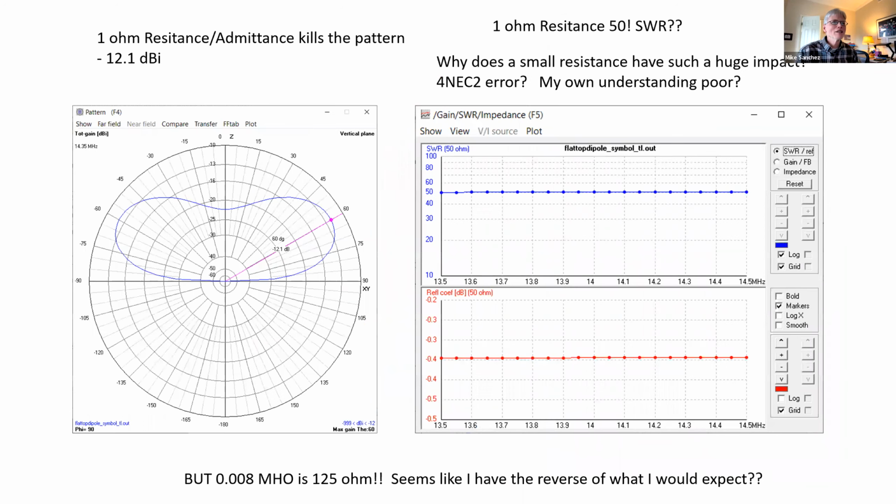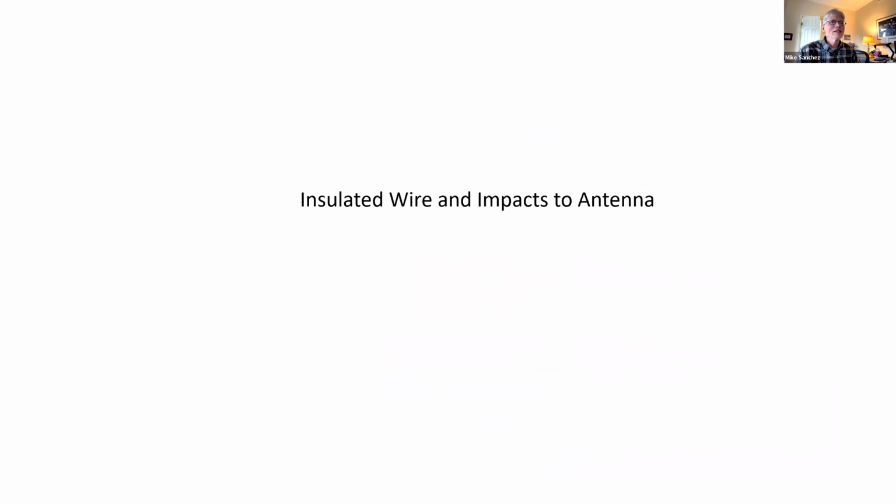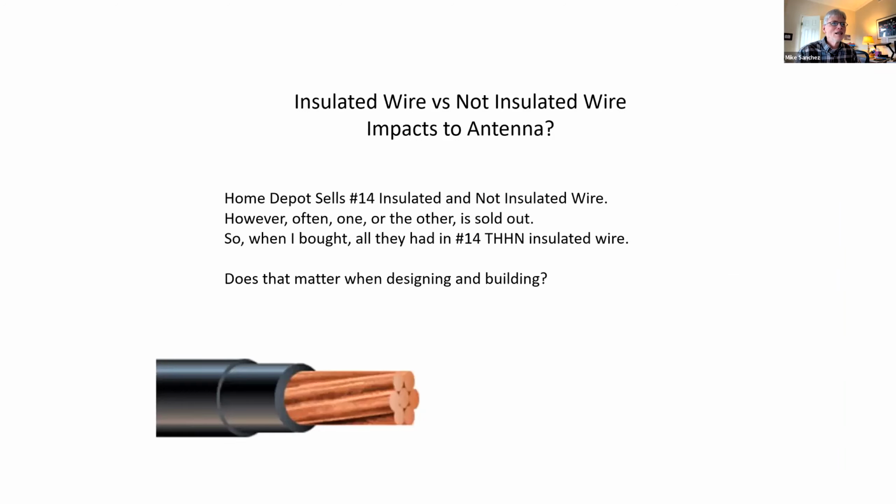Okay, puzzle challenge for the class. All right, insulated wire, here we go. So if you go down to Home Depot and you buy wire, you can buy it not insulated or you can buy it insulated. It's usually actually cheaper to buy the THHN stuff. Since I've used that extensively, I have implemented it into all my models. So I've put it in here because it's kind of interesting to know what insulated versus not insulated wire does.